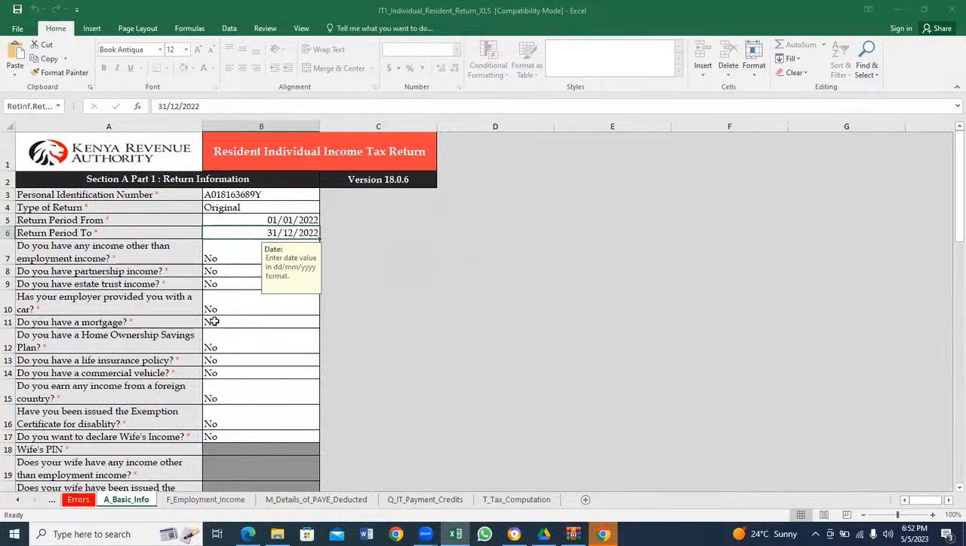I'm being asked, do you have a mortgage? I come and say yes, because this is the only way to explain that deduction. When I say yes, I want you to see what happens. What do you think? What have you seen that has happened?